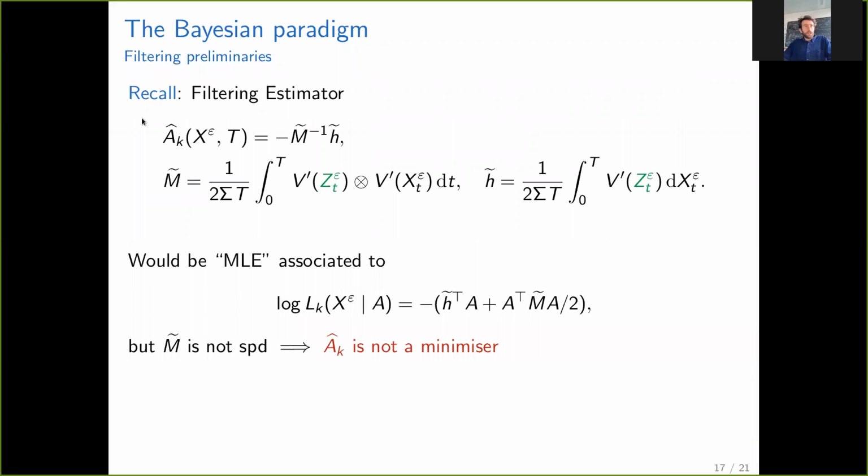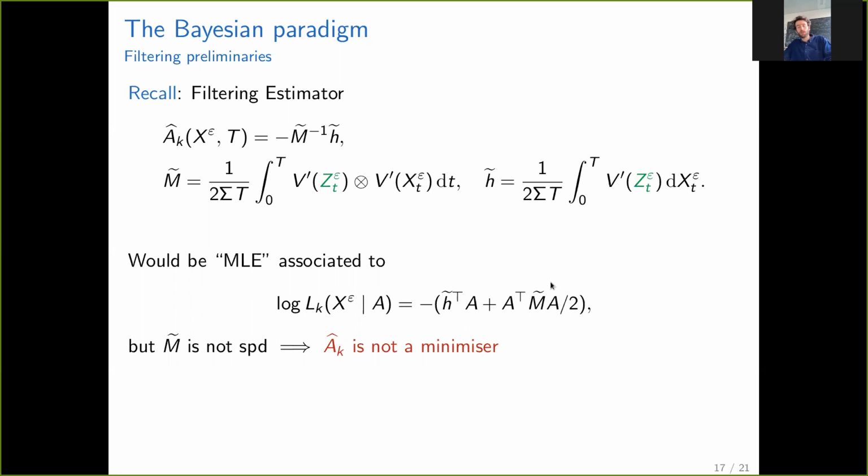So let us recall that we had our filtering estimator, where we had this substitution of X with Z, but not everywhere. So we had a Z here, a Z here. And one can write more compactly the filtering estimator to be given by the solution of this linear system, minus M tilde to the minus 1 H tilde. And this filtering estimator would be the MLE associated to this log likelihood: minus H tilde transpose A plus A transpose M tilde A over 2.